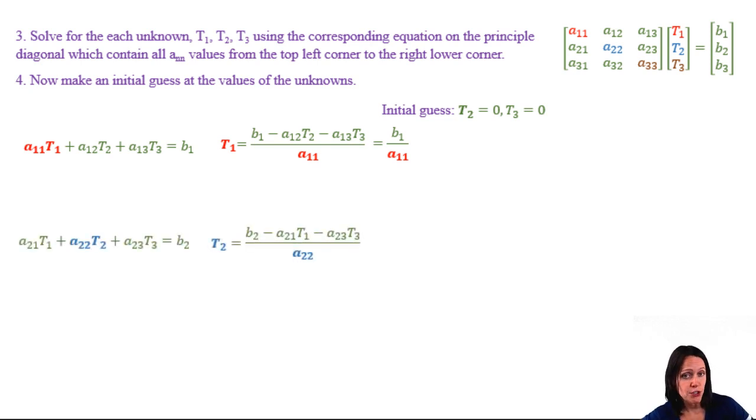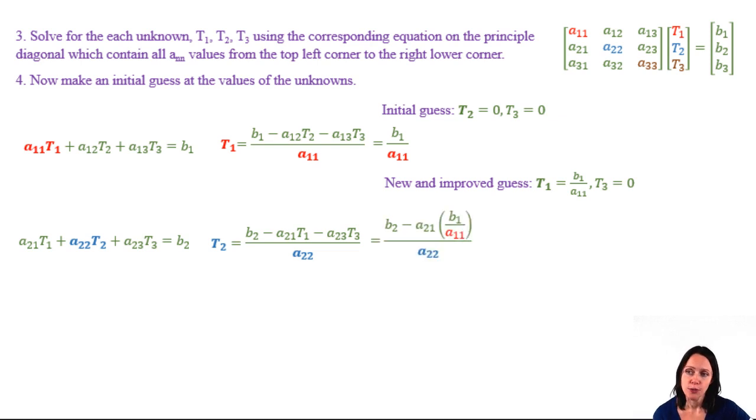I rearrange to solve for T2, and now I make a new and improved guess as to what T1 and T3 are. T3 hasn't changed since I have no new information about T3, but I have a good guess as to what T1 might be. I can plug things in, and I get a new and improved guess as to what T2 could be.